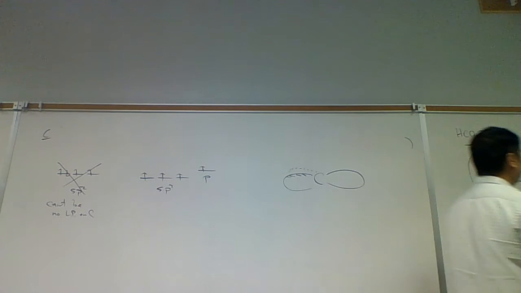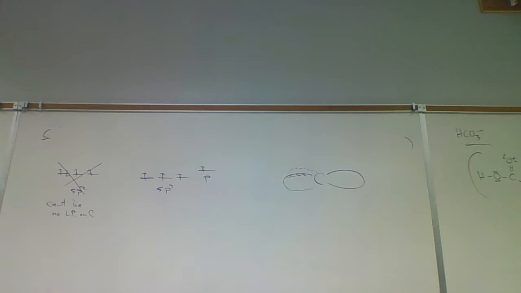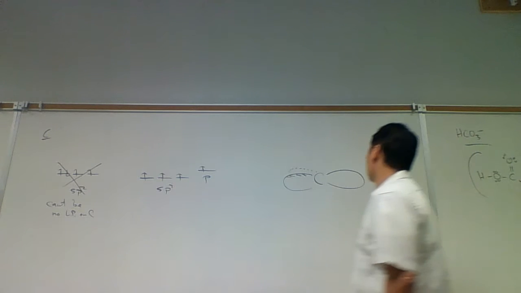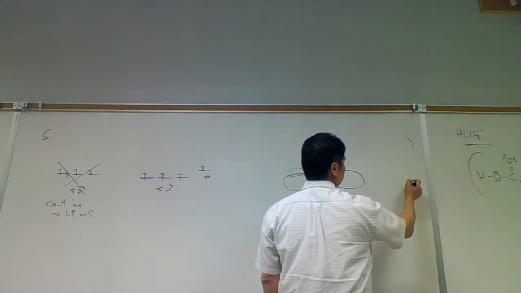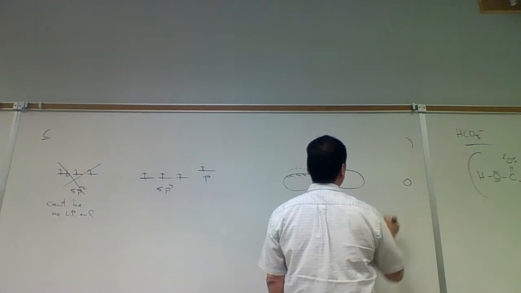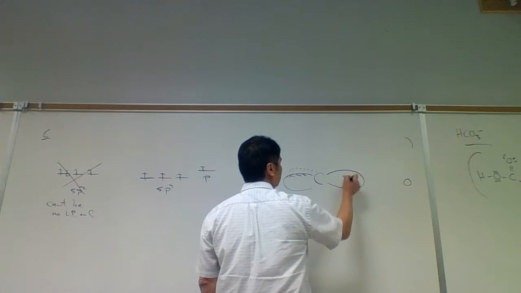Now, I'm going to call this oxygen 1. And I'll call this oxygen 2 here. And then we'll call this oxygen 3 here. There are 3 different oxygens here. And so what I'm going to do is bond oxygen 1 over here. But before I do that, let's fill these orbitals with electrons.